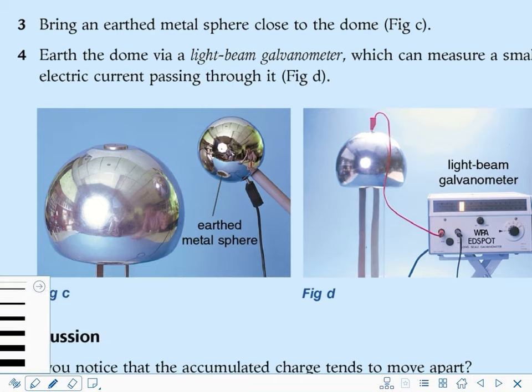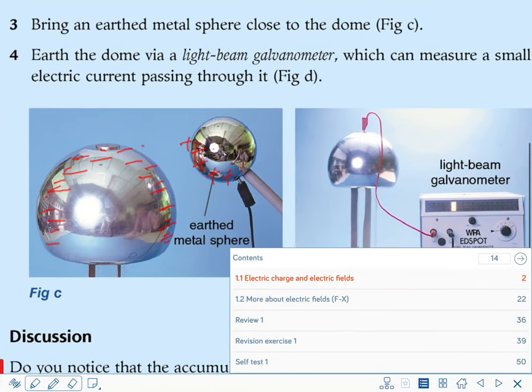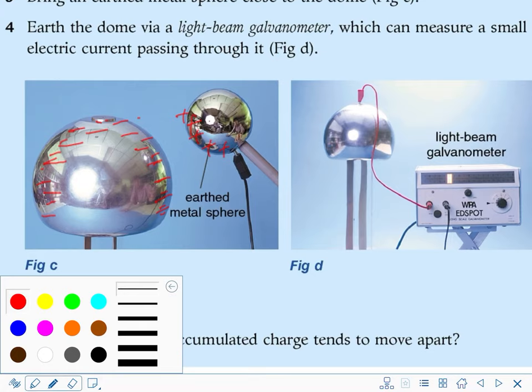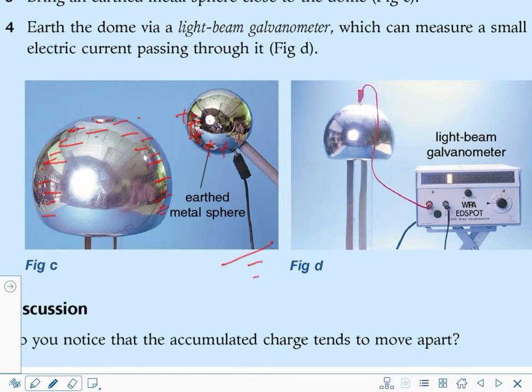If I put another earthed sphere nearby, what happens? We know electrons accumulate on the dome. After some time, many electrons accumulate. And for the earthed object, we have positive induced charge close to the dome, and negative induced charge in the metal sphere goes to earth. It's earthed.